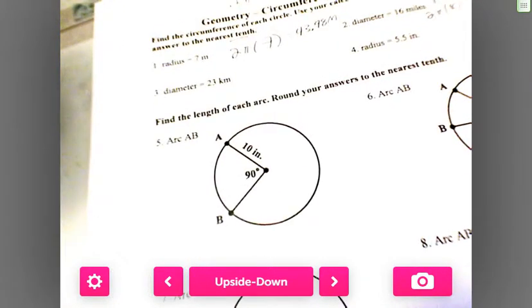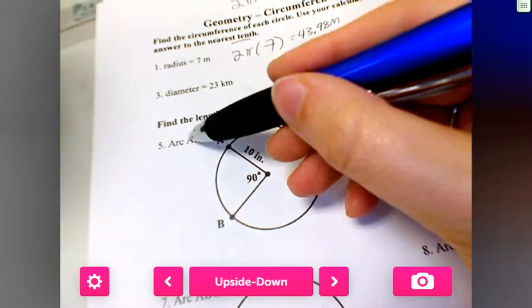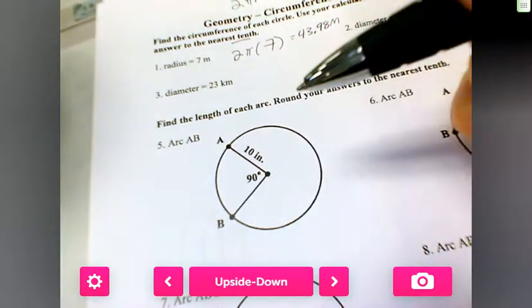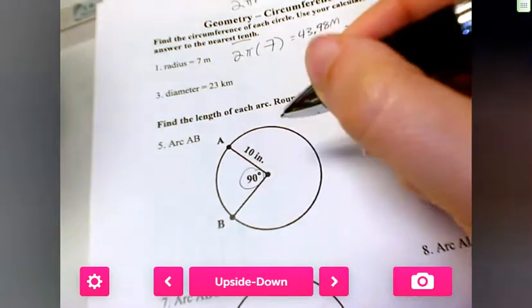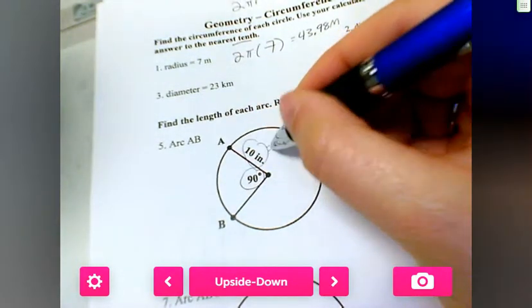Okay, so we get the point. We can do circumference, right? We've done a whole practice on these. So let's go ahead and move on to arc length. All right, I've got arc A to B. I know 90 degrees is my central angle, and 10 equals my radius.